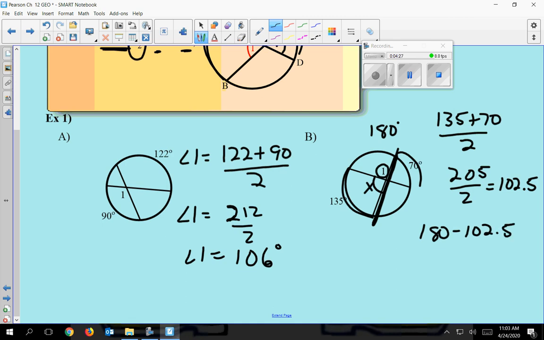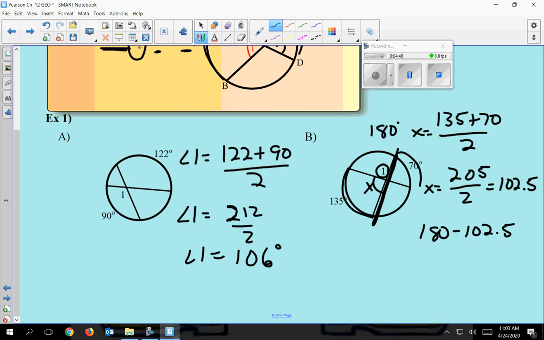Okay, so I went ahead and found X. I'll make sure I get my notes a little bit better there. X is that, okay? So I end up getting 102.5. I think that's a radio station around here too. I don't listen to it, but I think it's a radio station. Anyways, but that's not the angle I needed.